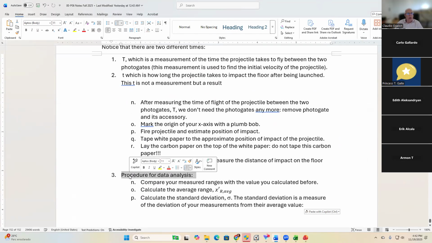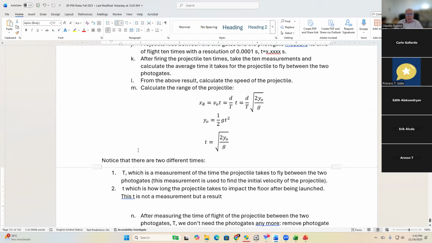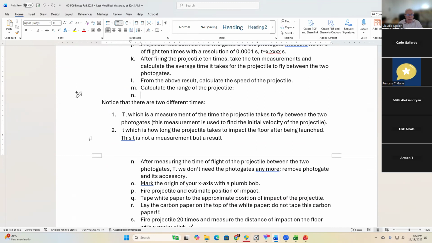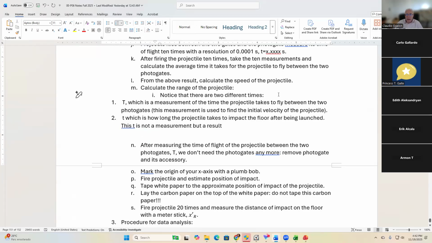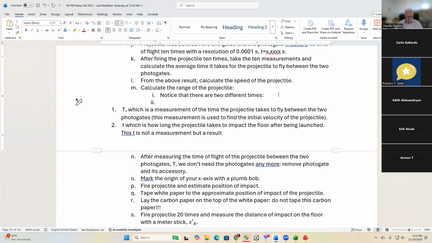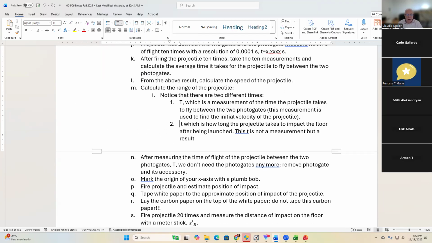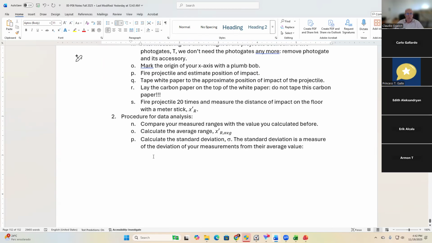Let's see here, this guy. Let's see what I'm going to do here. I'm going to do it like that. Here you go. Notice there are 2 different times. I'm going to format this way to make it easier to understand, to become better organized. Good. Now we have it organized the way I want. Procedure for data analysis.